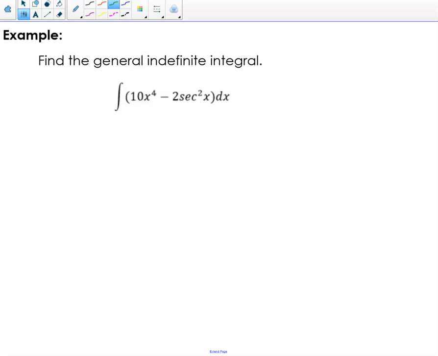So here we have another example of an indefinite integral. If we take the integral of 10x to the fourth, we're going to use the reverse power rule. So 4 is going to increase to a 5, and then we're going to divide 10 by 5. So we get 2x to the fifth. Minus 2 is a constant, so we can just leave it there. The integral of secant squared x is tan x, and then plus c.